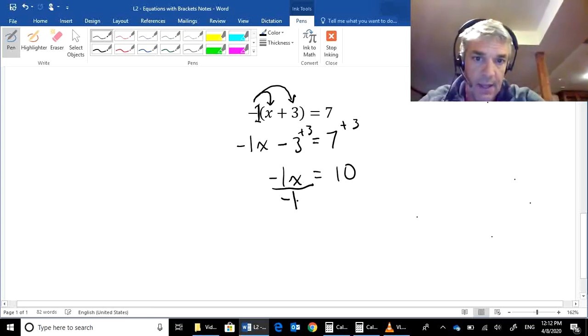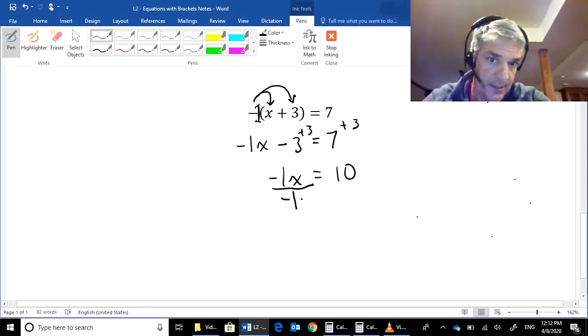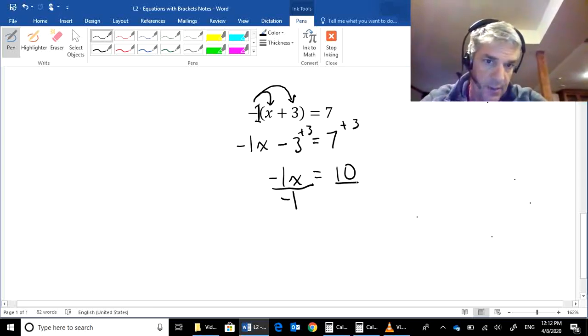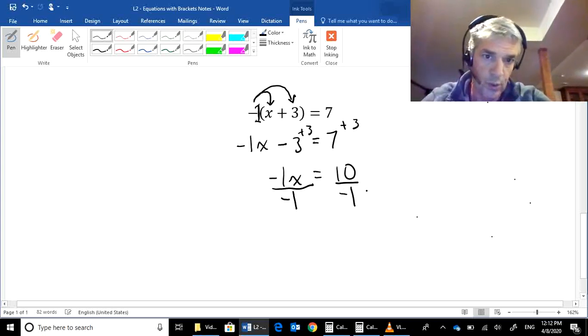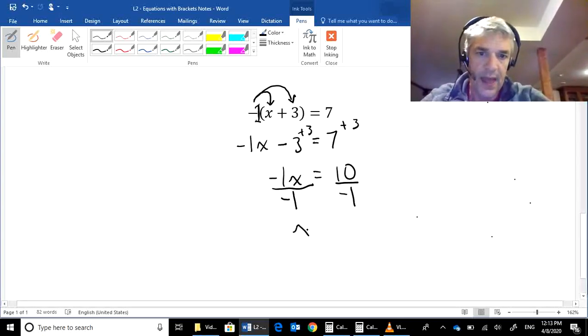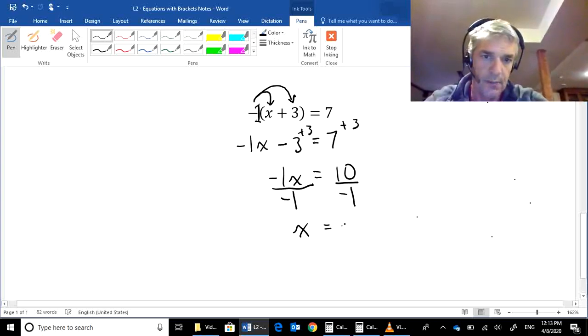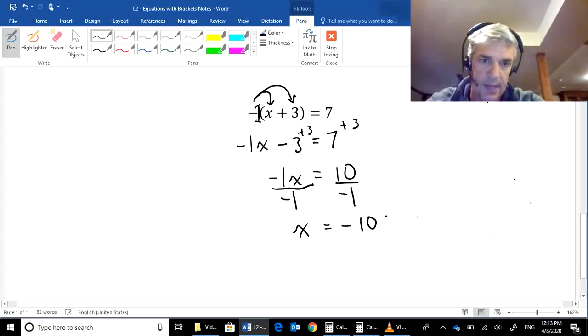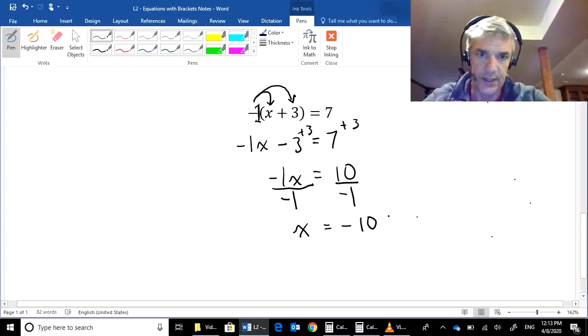And if I divide by the same value, in this case, minus 1, okay, then I can do the same on the other side. Golden rule of solving equations, divide both sides by the same thing, multiply. Whatever you do to one side, you do the same to the other side. And this leaves me with x equals minus 10. And that is my answer for this equation.